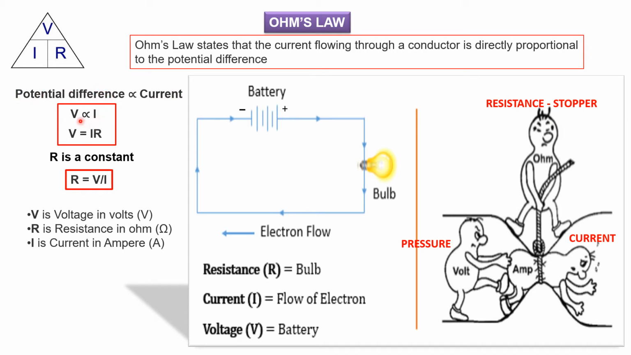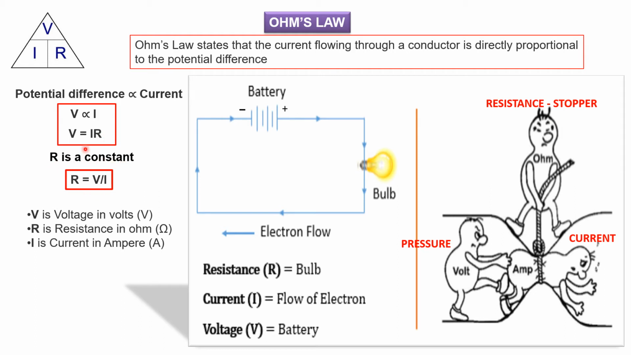That can be represented by V is directly proportional to I, and once you remove the proportionality symbol, the equal to symbol should come, and one constant should come into the picture. This is the rule. V is directly proportional to I. If I change this to is equal to, then one constant should replace it. So we can put that as R. So it becomes V is equal to I into R, where R is a constant. Clear? This proportionality symbol is replaced by is equal to and R.